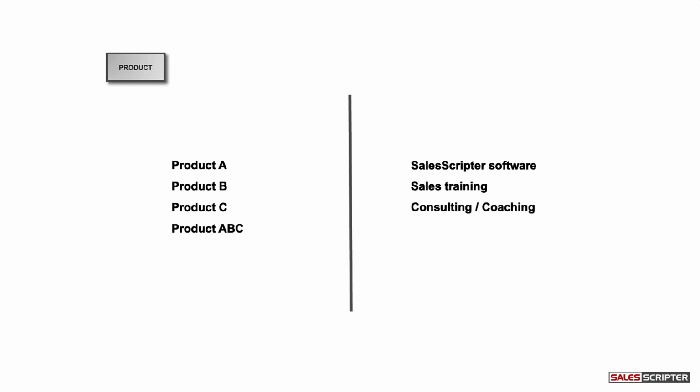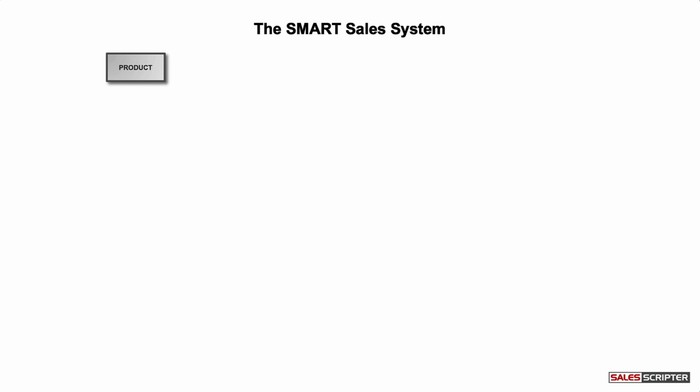Now, to demonstrate this sales message brainstorming process, I'm actually going to go through this and create a sales message for a product so that you can see how this works. So if I were to brainstorm the products that I sell, I may come up with a list like this. We sell a software application called SalesScripter. We sell sales training. We sell sales consulting and coaching. But I also have an everything product, and that's actually the Smart Sales System. The Smart Sales System includes those 3 things and everything else that we sell. So my everything product is the Smart Sales System. And that's the product that I'm going to create a sales message for to demonstrate this process for you.